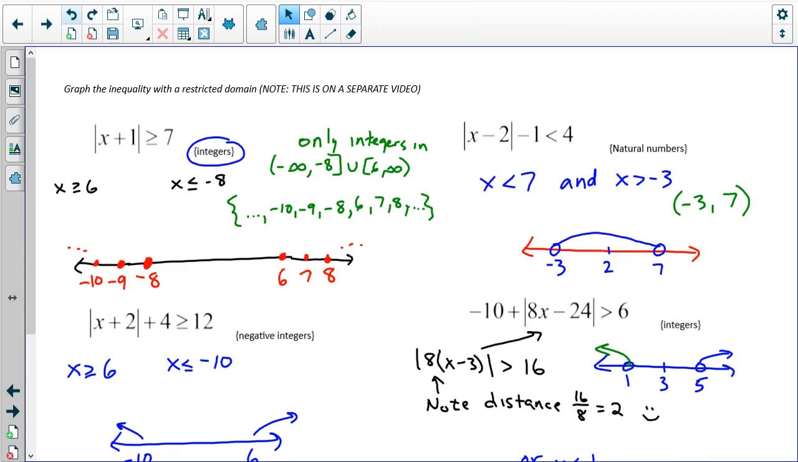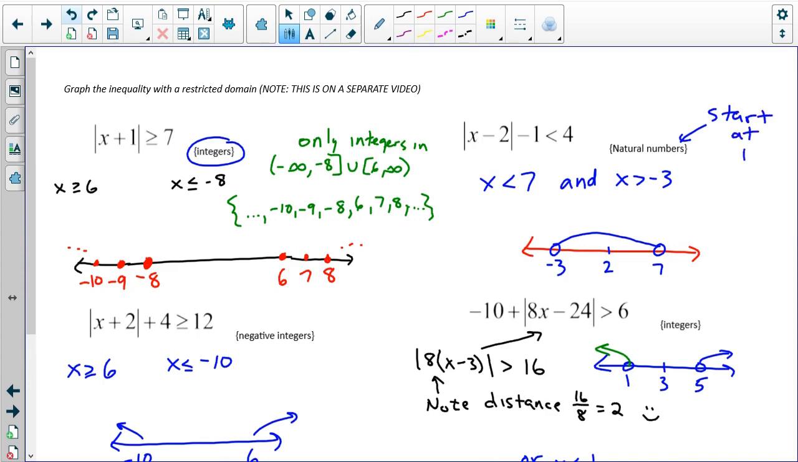Problem 14. I have to be careful because it's only the natural numbers. So natural numbers start at 1. So it's the counting numbers that start at 1. So that means I have to completely change what my graph looks like. It would be everything from -3 to 7, but I have to be careful. I have to start at 1. So 1 is the first value that I have. 2 counts, 3 counts, 4 counts.